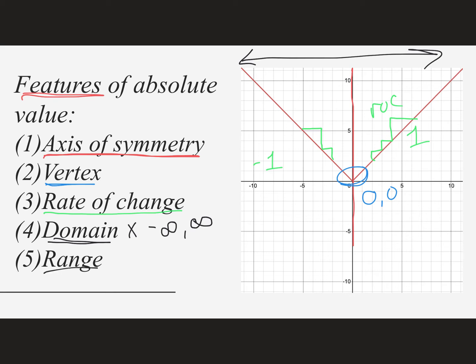Our range, however, remember range is all the y values. You'll notice we have a minimum value. And our minimum value is 0 in this case. It's at our vertex. So this one goes between 0 and infinity. So our range is between 0 and infinity. Our domain, our inputs can be anything between -infinity and infinity, but our range is between 0 and infinity.